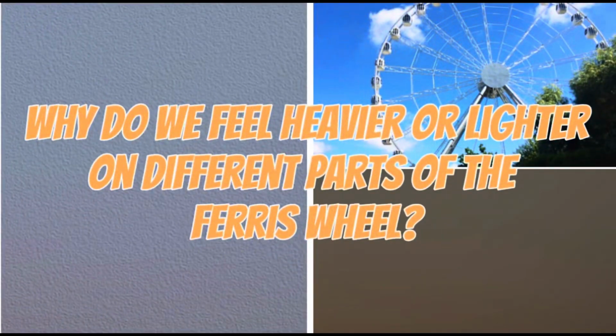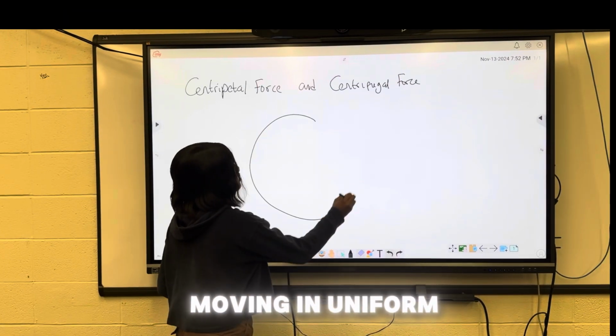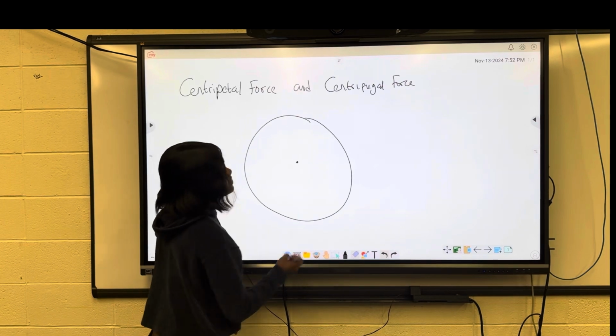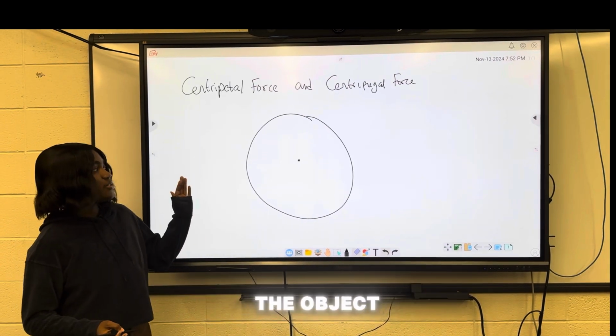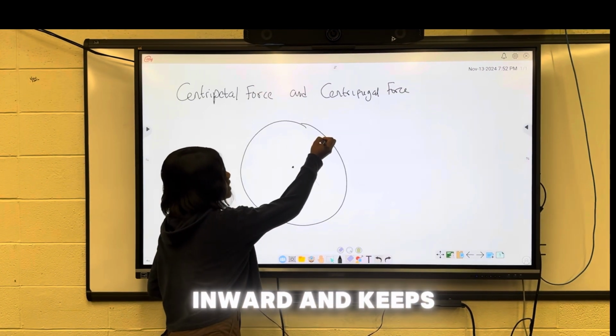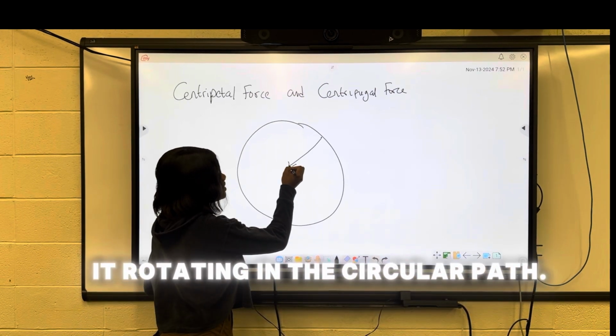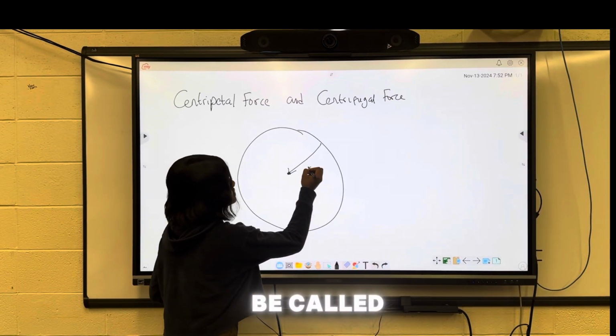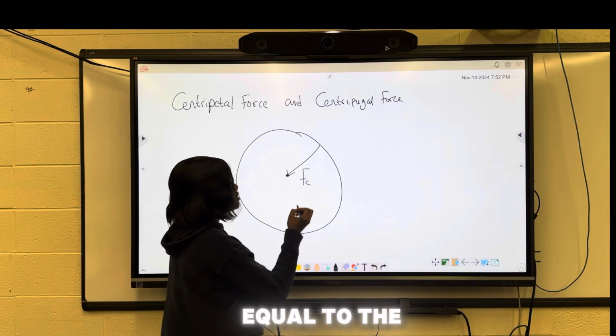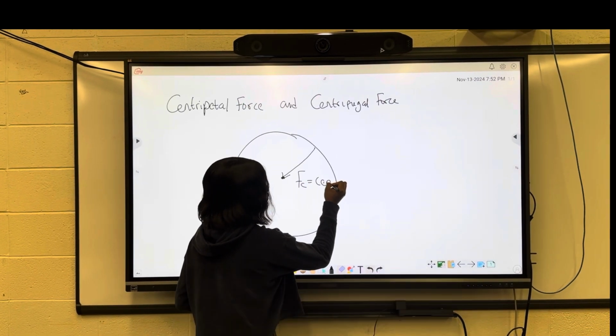Why do we feel heavier or lighter on different parts of the Ferris wheel? Imagine an object moving in uniform circular motion. Usually, there's a force that acts on the object that pulls it inward and actually keeps it rotating. This particular force, we can call it Fc, and that is equal to the centripetal force.